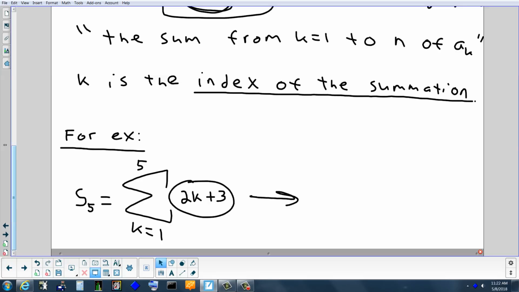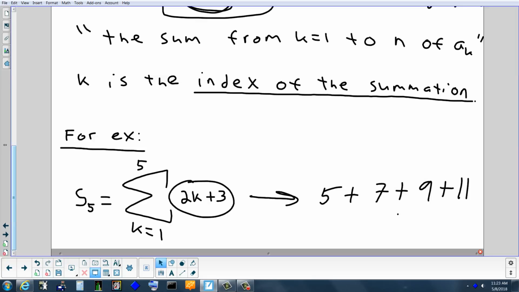So Evan, if I start with 1 for k, what's 2 times 1? 2, 5. Plus 3? 5. That's the first one. Plus, now we do the second one. Plug in 2 for k. 2 times 2 is 4. 4 plus 3, 7. Now we plug in 3 for k. 2 times 3 is 6. 6 plus 3 is 9. Plug in 4 for k.